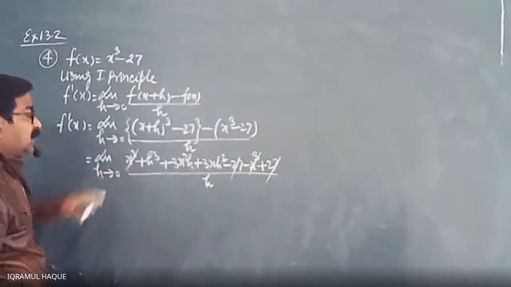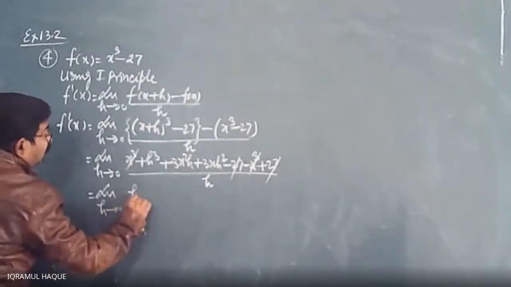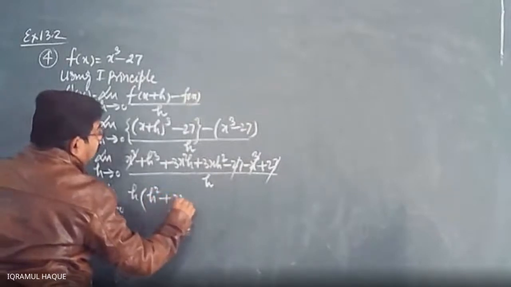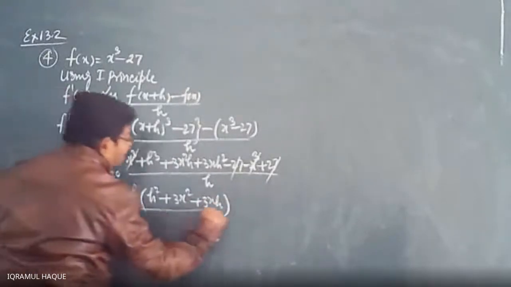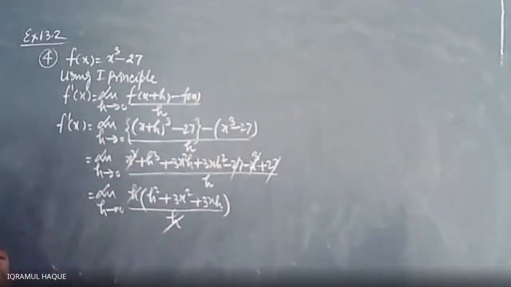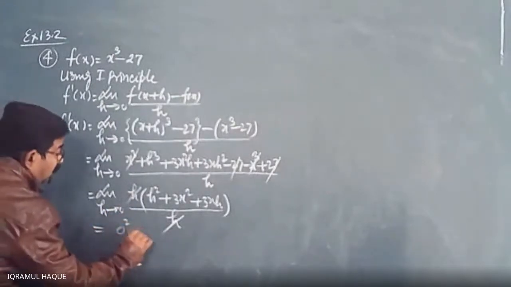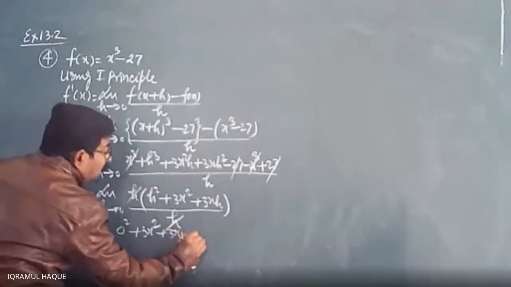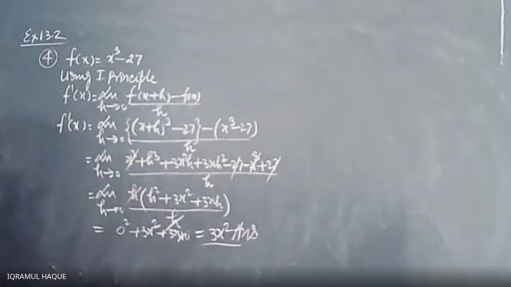See, h is common. Limit h tends to 0. H is common. We have h square plus 3x square plus 3xh upon h. This h and h cancel. Now put h is equal to 0. So what we have? Here 0 square plus 3x square, there is no h, plus 3x into 0. So answer is 3x square.